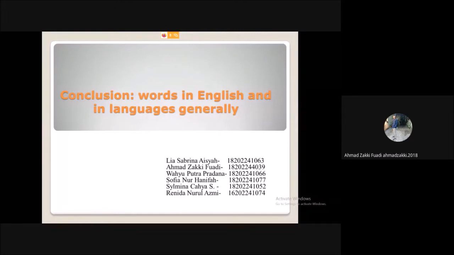But before we go to the slides, let me introduce the members of this group. First, there is Lia Sabrina Aisyah, Ahmad Zakki Fuadi, Wahyu Putra Pradana, Sofia Nur Hanifah, Sylmina Cahya S, and Renida Nurul Azmi. Okay, so let's move to the next slides.